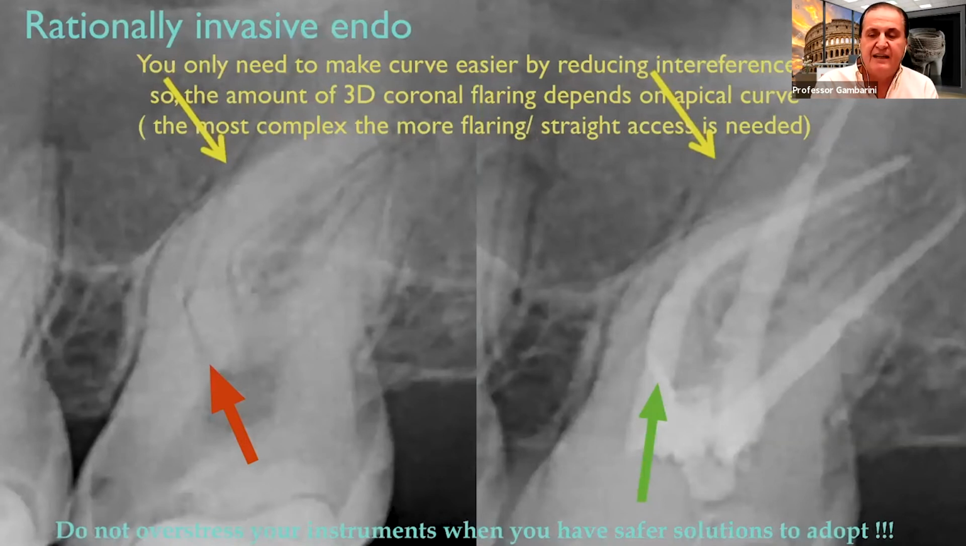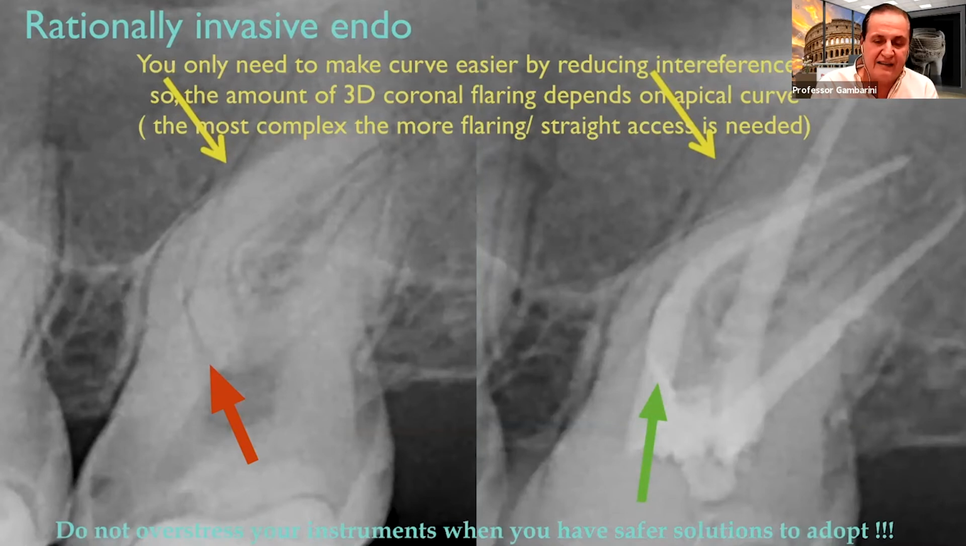So the difference between minimally invasive and rationally invasive is that my flaring, my amount of enlargement, is not dictated by a decision at the very beginning or a philosophy, but by the anatomy. I only need to make the curve easier by reducing interference. So the amount of three-dimensional coronal flaring depends on the apical complexities, on the apical curve. The more complex, obviously, the more flaring, the more straight line access is needed.